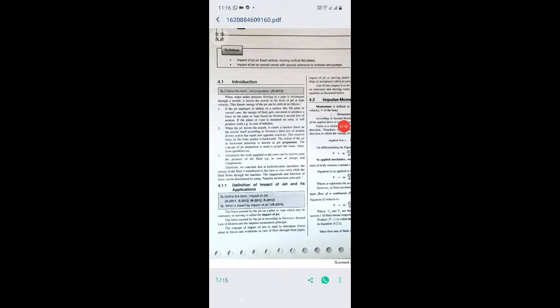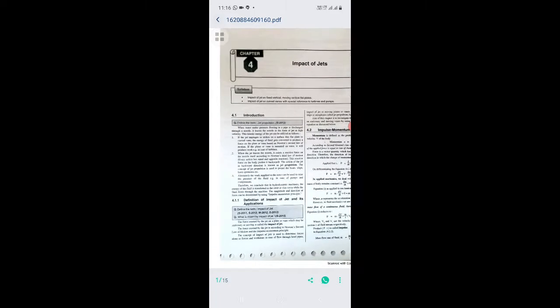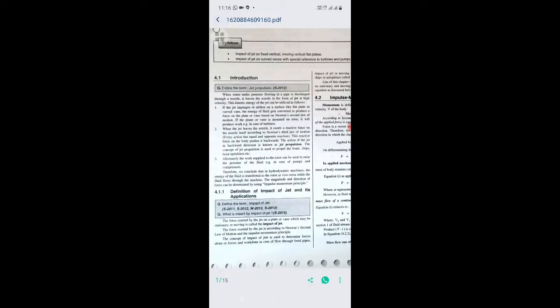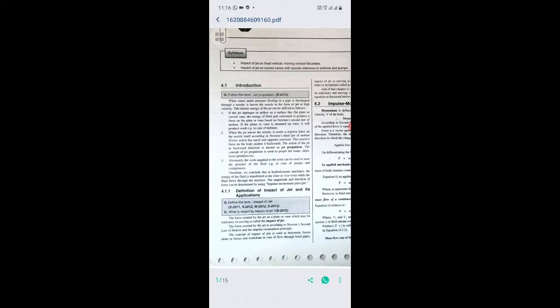So next is impact of jet. What do you mean by impact of jet? The force exerted by a jet on a plate or a vane, where vane means the blade of a turbine or any rotor, which may be stationary or moving, is called impact of jet. According to the second law of motion and the impulse momentum principle, force is exerted.